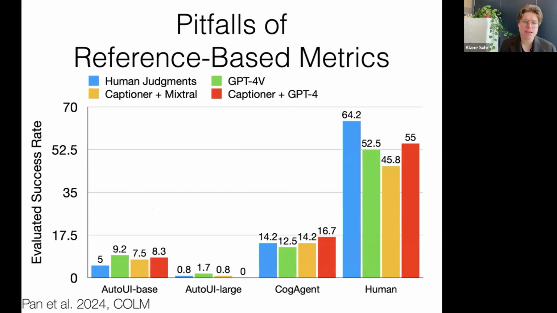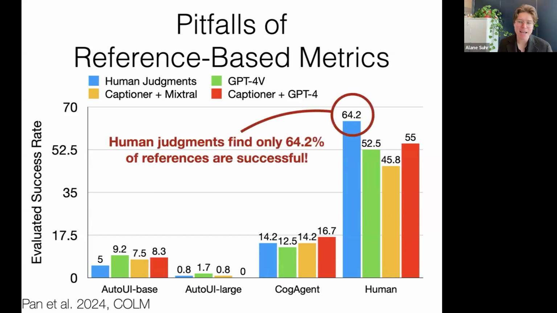Here I'm showing the actual evaluated success rate according to a number of different evaluators, including our own human judgments, and the 3 different styles of evaluators that I talked about before, across 4 different agents, including AutoUI base and large, CogAgent, and human agents, which are the demonstrations that people provided in the actual data set. The first thing to highlight is that less than 2/3 of the human demonstrations, which are used as references for evaluation in this data set, are successful, which is not great because ideally we would like 100% of the human demonstrations to be accurate.